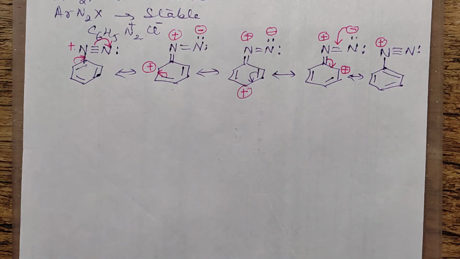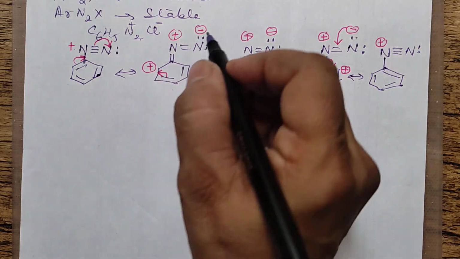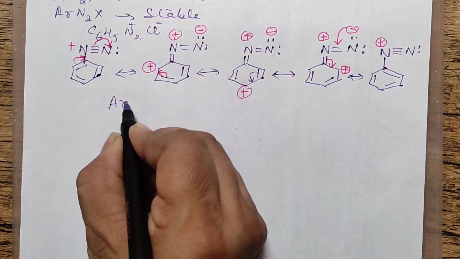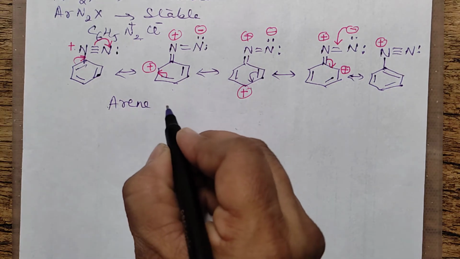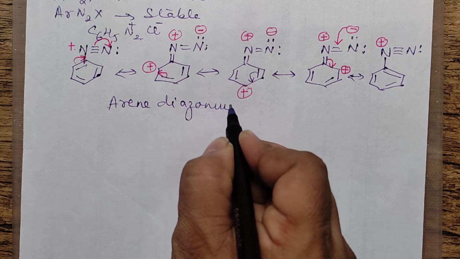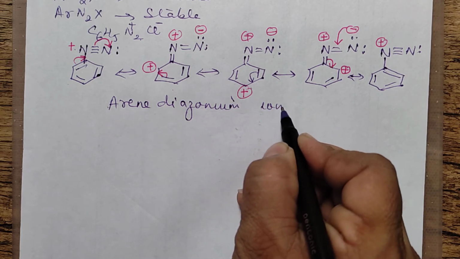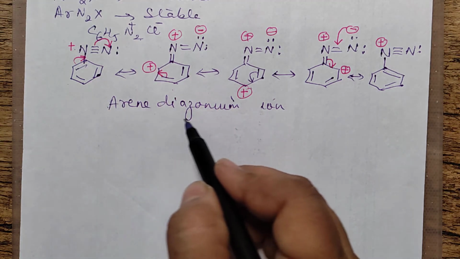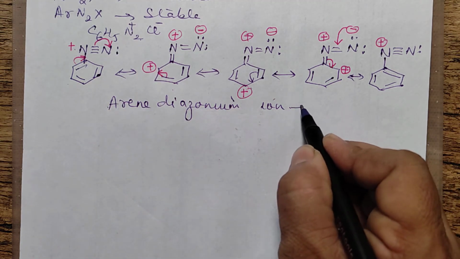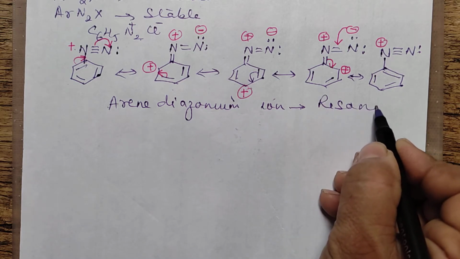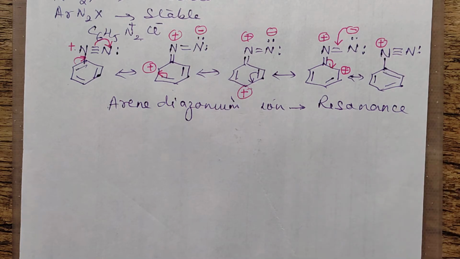So what we find is that the extra stability of arene diazonium ion. This is arene diazonium ion. So the extra stability of arene diazonium ion can be explained by resonance. By resonance it is stable. That is what we have explained here.